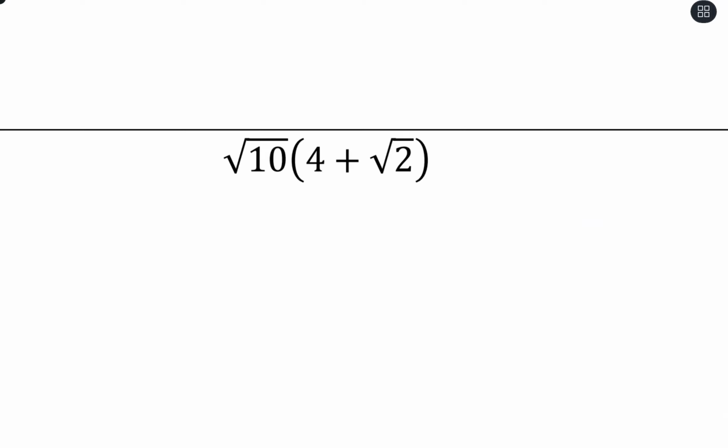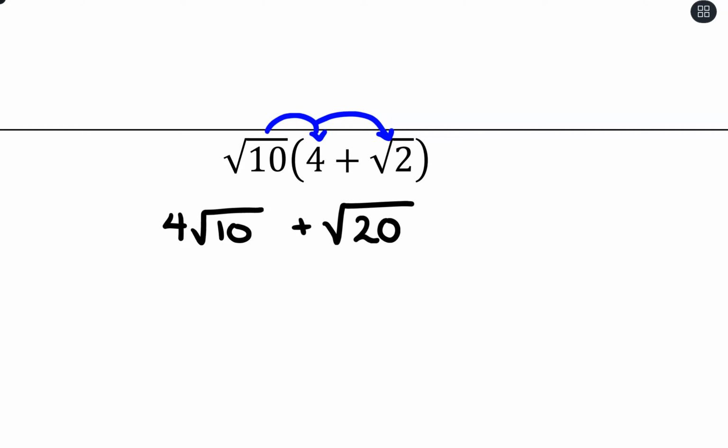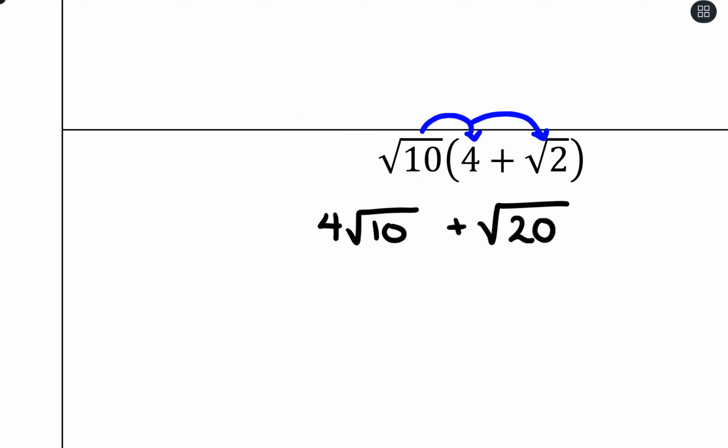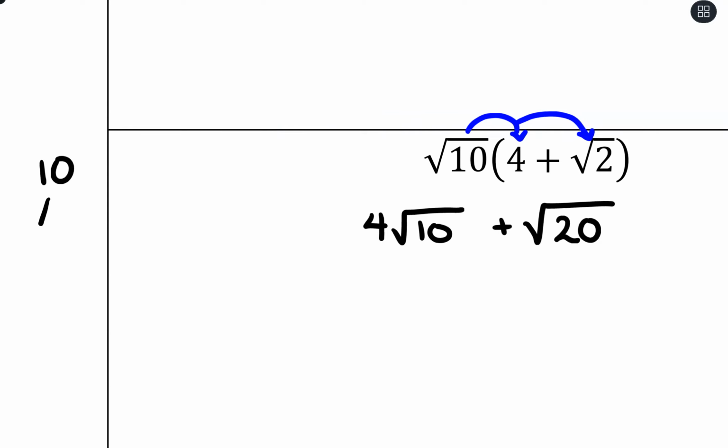Okay, let's look at this root 10 times 4 plus root 2. So we're going to distribute just like we usually would. So this is going to be 4 times root 10 plus root 10 times root 2, which would be root 20. Now root 10, and what you could do is a quick prime factorization. That's coming from a 2 times 5, so there's not going to be anything we can extract from that. So 4 root 10 is stuck.